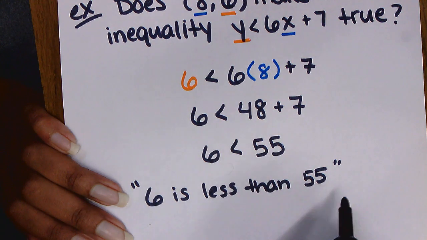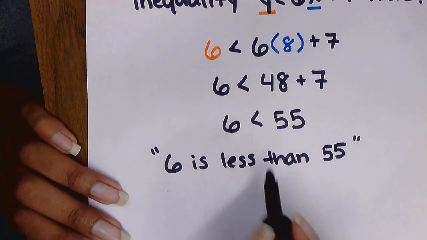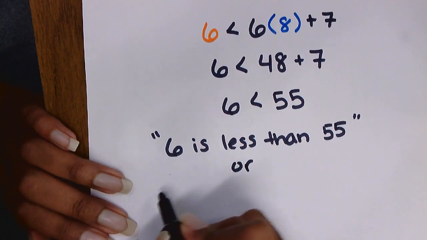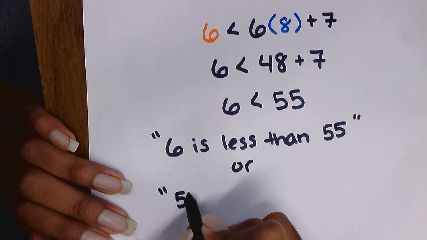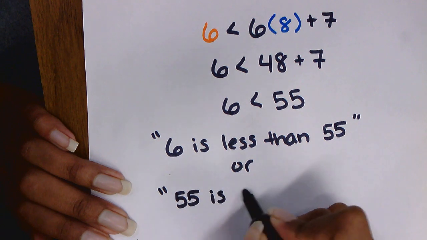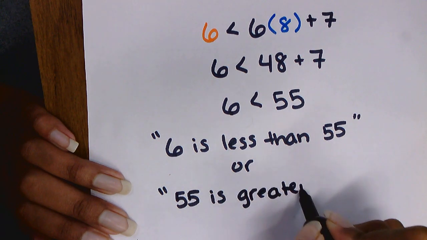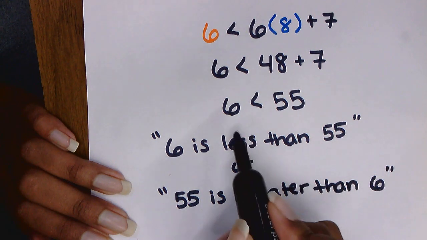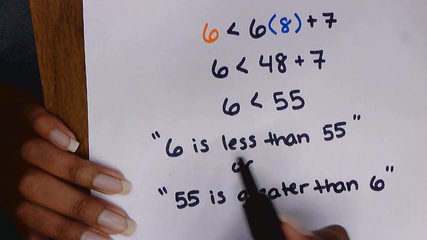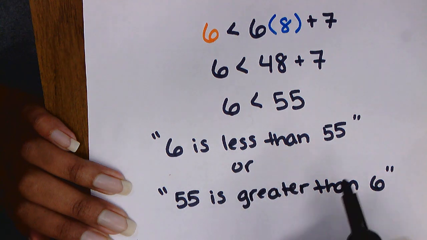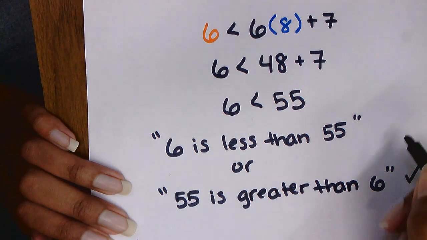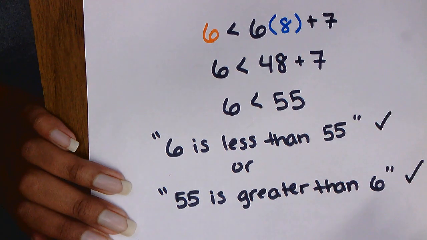So is this true, right? This also says, and let me write this again, this says 6 is less than 55. This also says that 55 is greater than 6. Right? So this inequality says two things. It compares these two numbers in two different ways. So is that true? Well, yes, that's true. 55 is greater than 6, and 6 is less than 55.